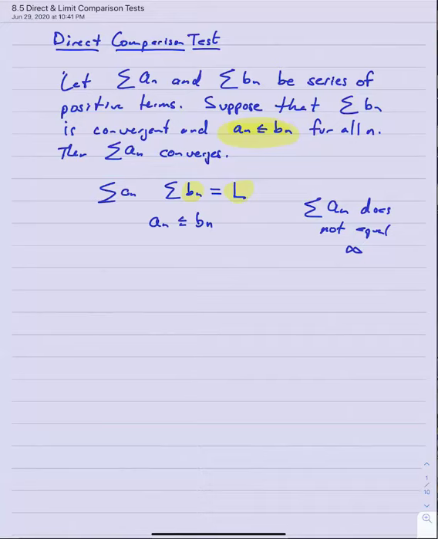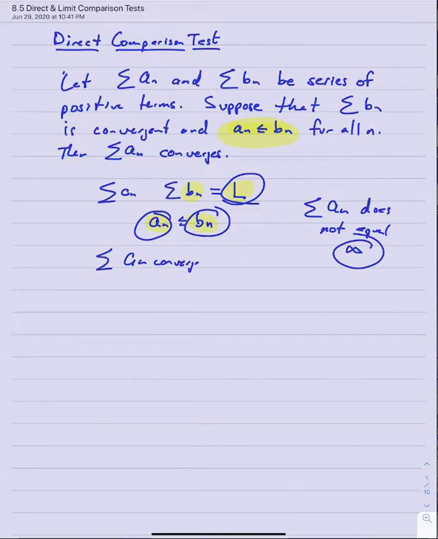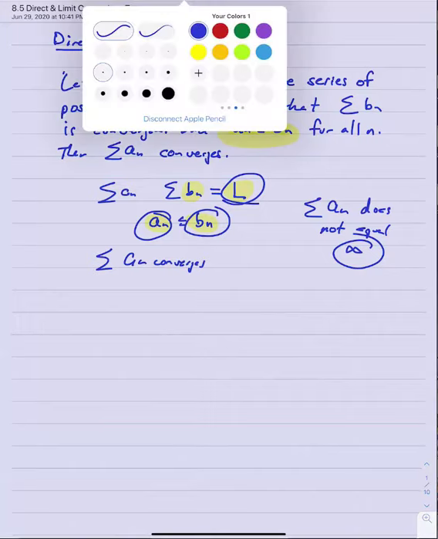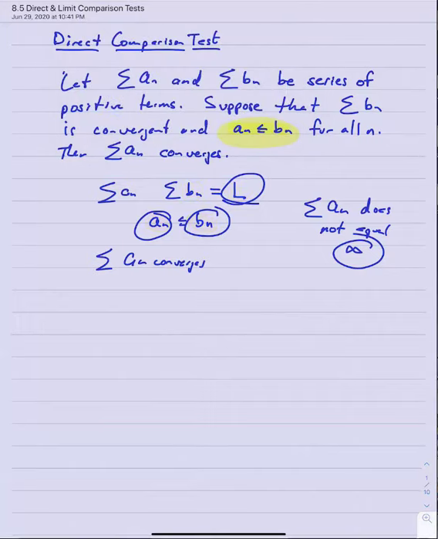If every one of these a sub n's is smaller than every one of those b sub n's, and when I add up the b sub n's, I actually get closer to something, then it's not possible to add up things that are smaller and get a sum that's bigger than L or exceeds L. Now, that's not enough to guarantee on its own that a sub n converges, but that is what I've set up here in the theorem. So the question is, why am I guaranteed convergence of a sub n? Let's prove that part.